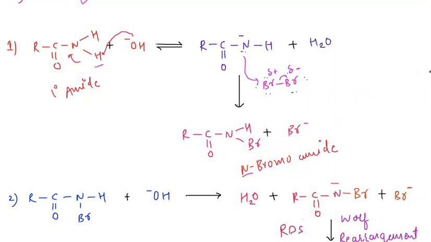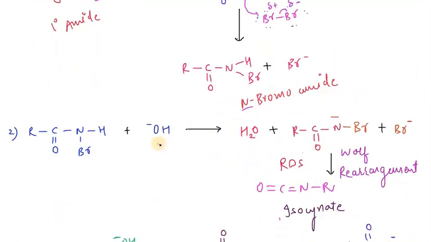Now again we have another base, a lot of base. So another OH- is going to take this hydrogen over here, and a negative charge forms here. Now again there is a negative charge on nitrogen. When the bromine leaves, the lone pair on that nitrogen comes back towards the carbonyl group, and at the same moment the alkyl group attaches onto this nitrogen.